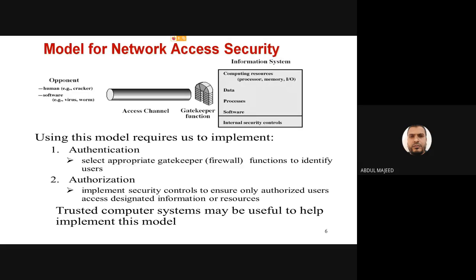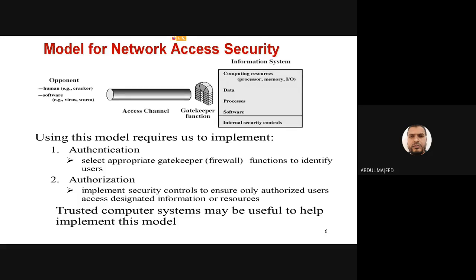Using this model requires us to implement authentication, right? Authentication means appropriate gatekeeper functionalities should be there. Appropriate gatekeeper or firewall function must be there to identify the users. Yes, he belongs to our college. If you are able to provide that identity card, then they will allow you to enter the college. Otherwise, they will stop you at the gate only. So that's why they say select appropriate gatekeeper firewall functions to identify the users.